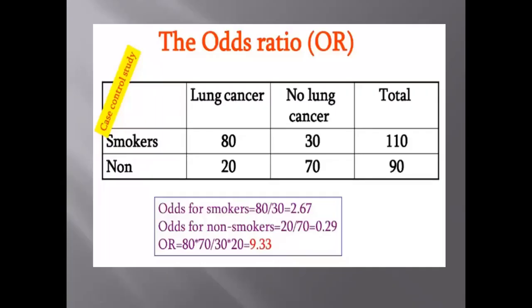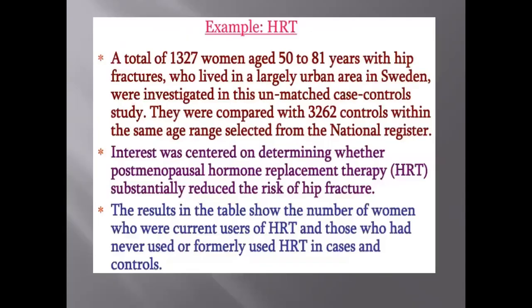Here's the example of smoking and lung cancer. Again, we can see that smokers who got lung cancer are 80, and who did not get lung cancer are 30, total 110. And in the non-smokers, lung cancer occurs in 20, and those who did not develop lung cancer were 70, total 90. So if we calculate the odds ratio, it will be 9.33.